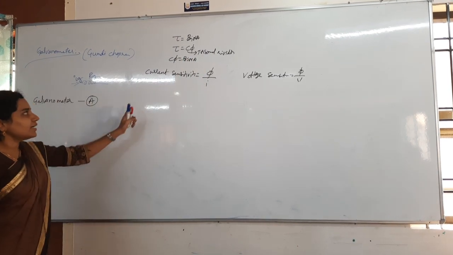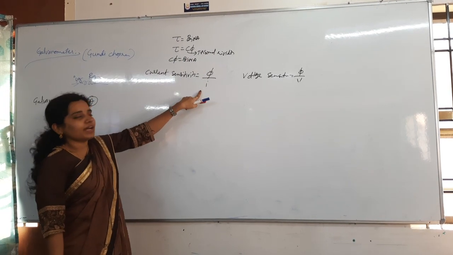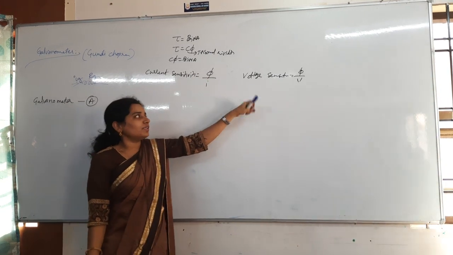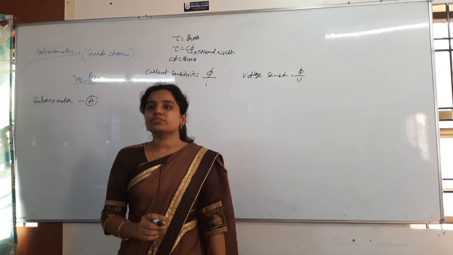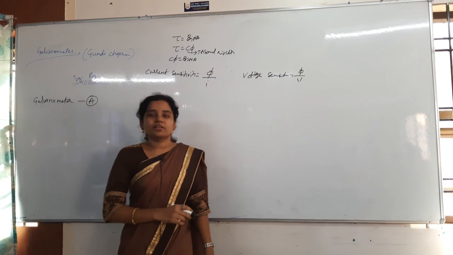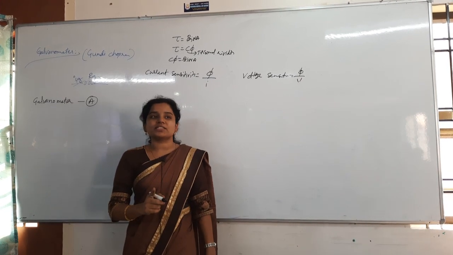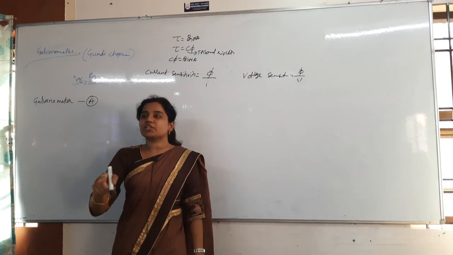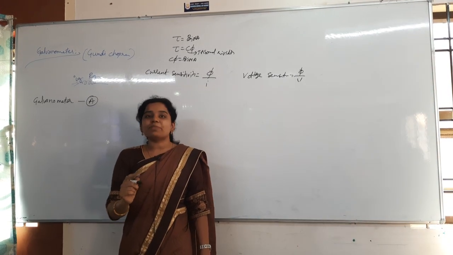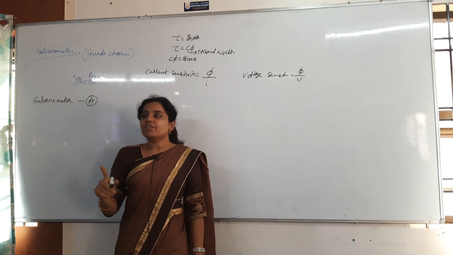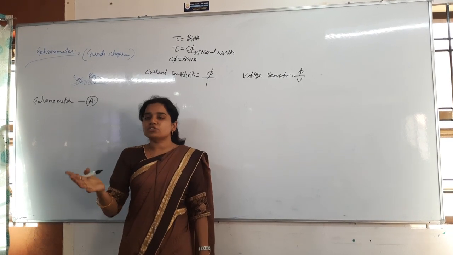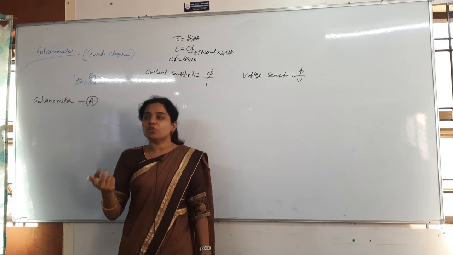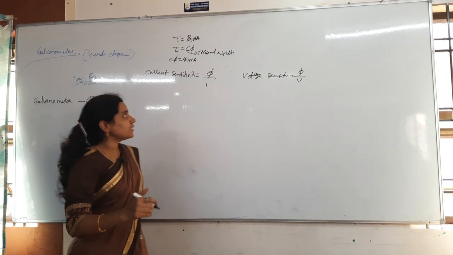Whenever I equate both, C phi is equal to BINA. From that, current sensitivity is phi by I, and voltage sensitivity is phi by V. Potentiometer sensitivity is? I said that, reciprocal of potential gradient, L by V. Whenever I increase the L value, then what happens? Sensitivity also increases. So only potentiometer will have a more length wire.